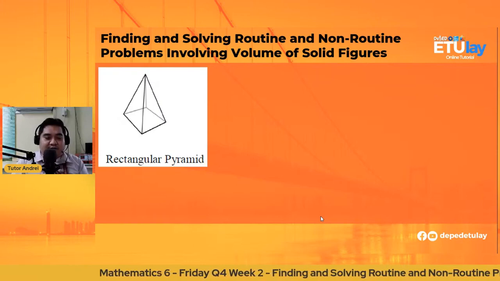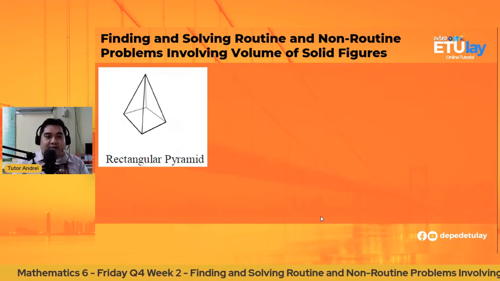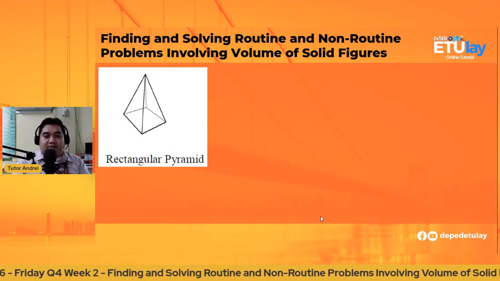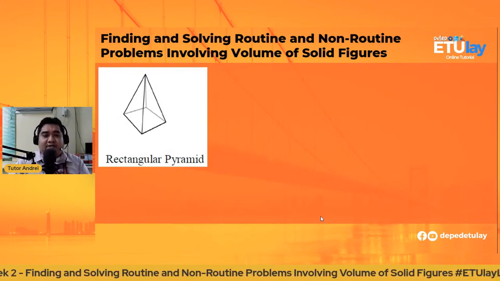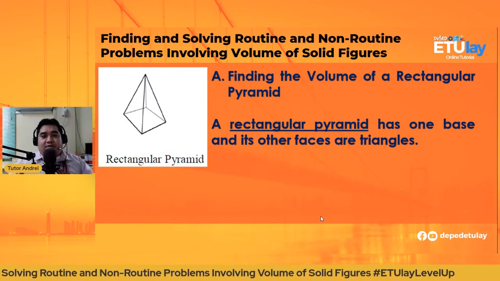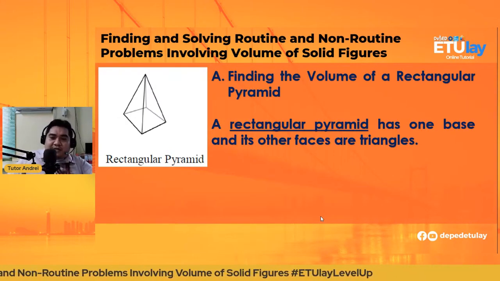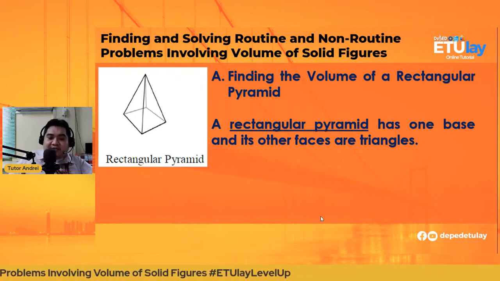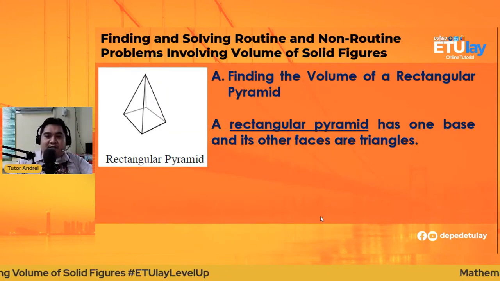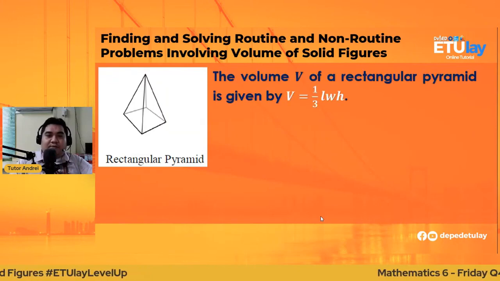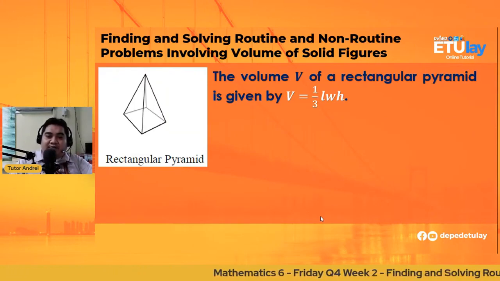So as you can see on the first one, we have a rectangular pyramid. So again, what is a rectangular pyramid? A rectangular pyramid has one base and its other faces are triangles. Okay, so the volume V of a rectangular pyramid is given by the formula.